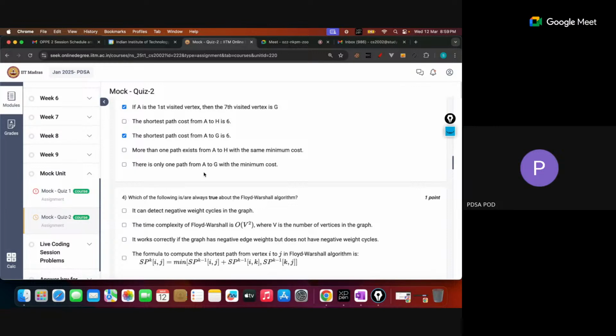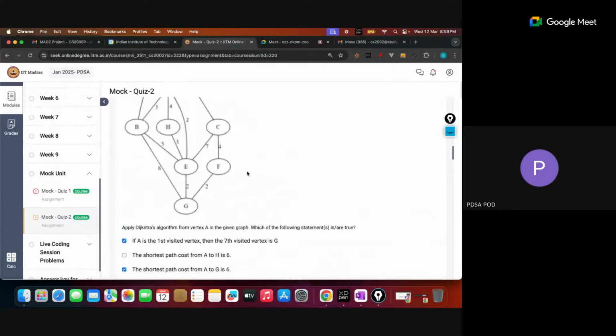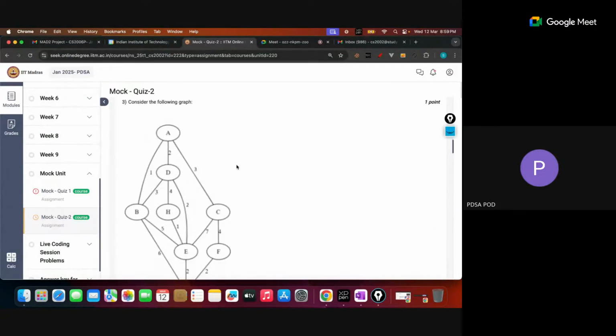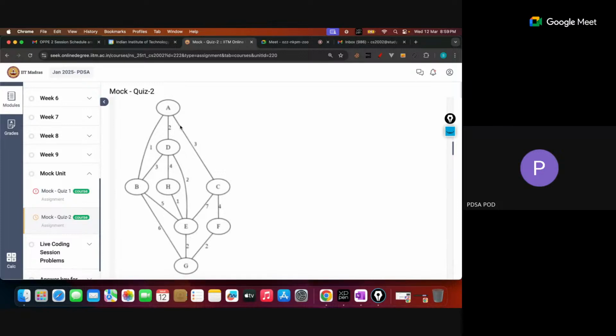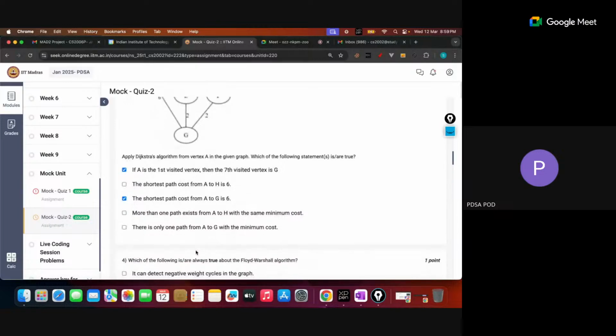There is only one path from A to G with minimum cost. The minimum cost we already found for A to G is 6. Is there another 6? No, I don't think another 6 is there. Only one. So this is also true. Is it clear? Only one, yes, sir.